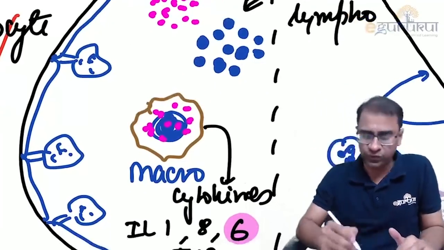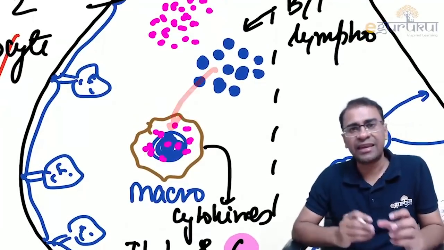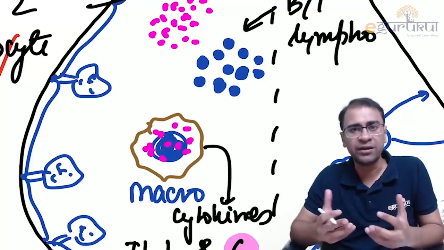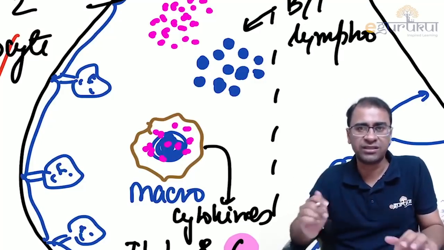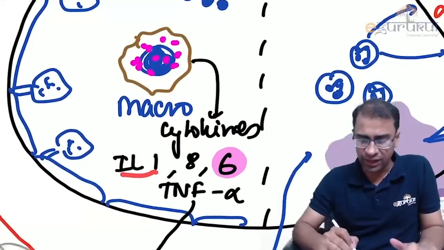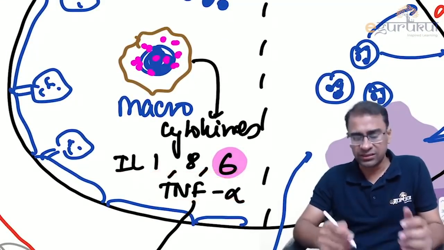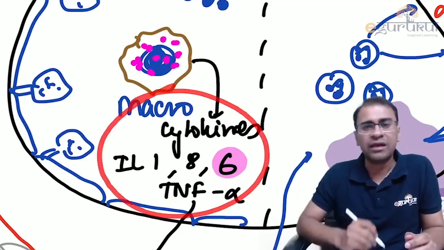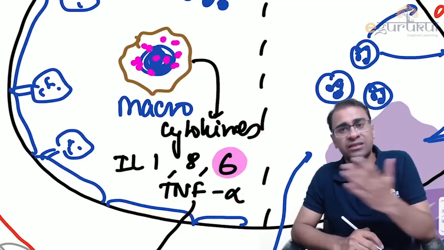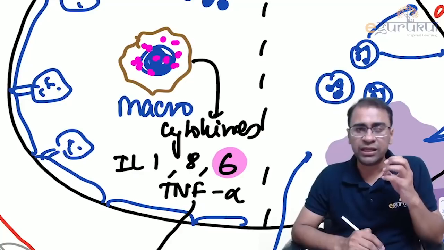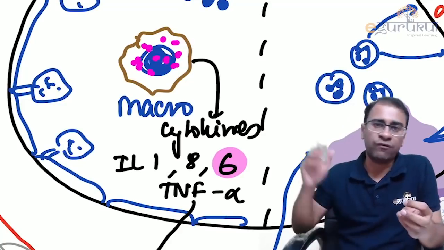The macrophage will actually take up this virus, and in that attempt to destroy it, it starts releasing some cytokines, which are interleukin 1, 8, 6, and TNF alpha. Now what happens? This whole cytokine release starts to stimulate the other cells. So what happened initially was the activation of the macrophage.